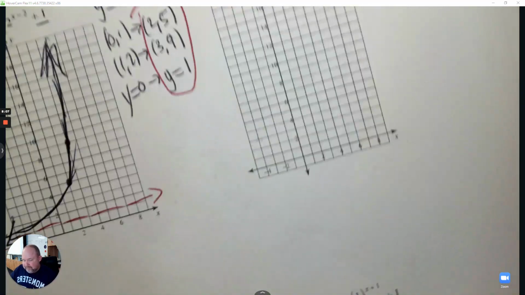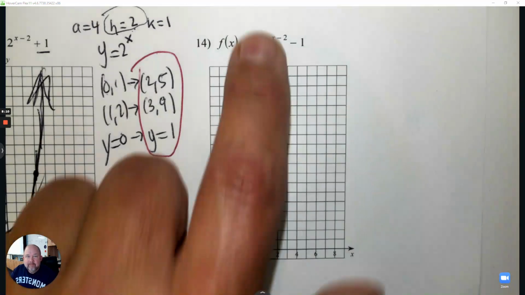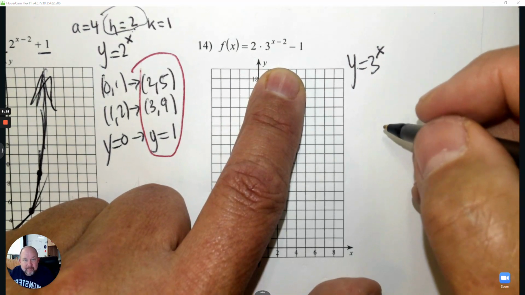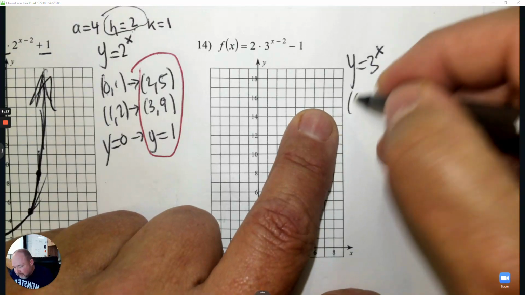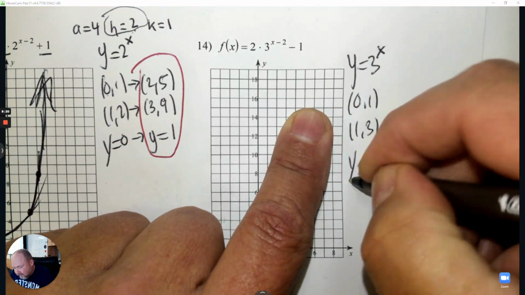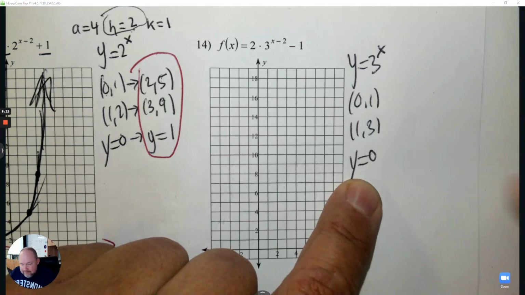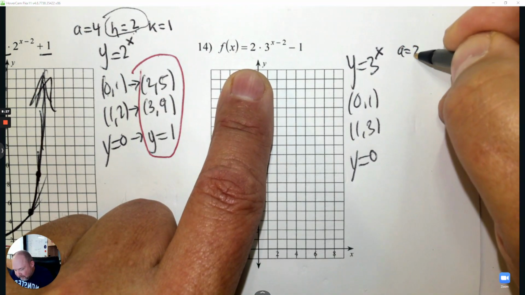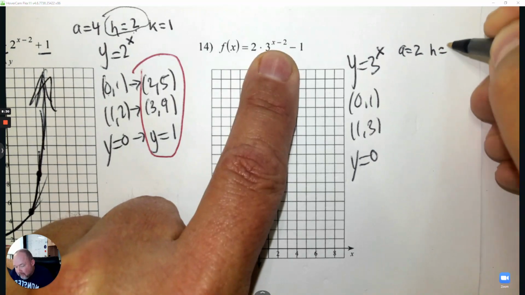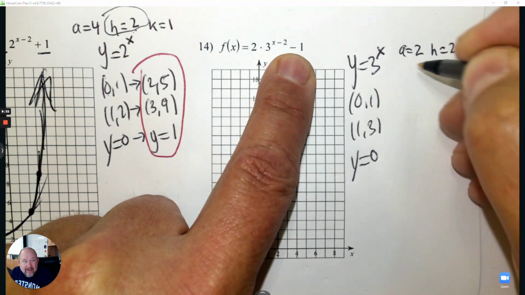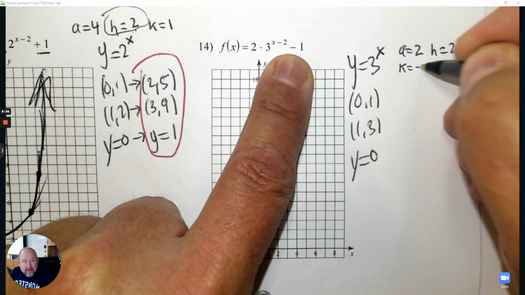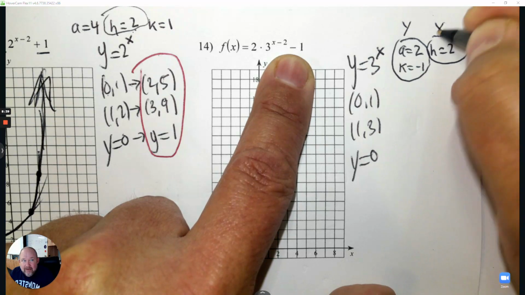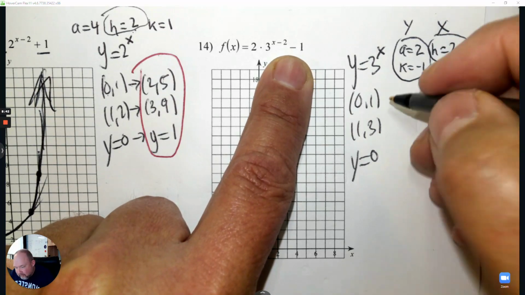Number 14. All right, so I start with the basic exponential, the base to the exponent x. And for this, 2 points are 0, 1, and 1, 3, and the asymptote at y equals 0. Then I'm going to recognize that a is times 2, h is also positive 2, and k, which goes with a, is negative 1. This affects the y, and this affects the x. That's what changes the x. This is what changes the y.